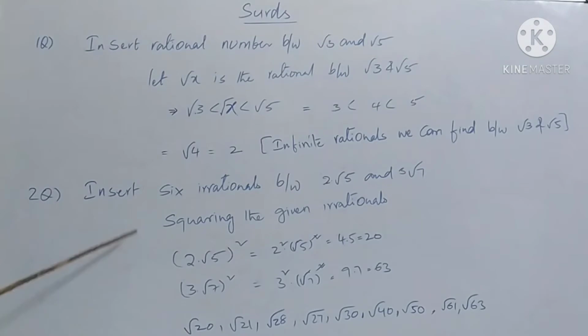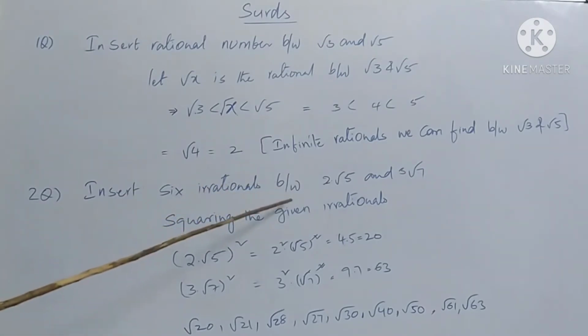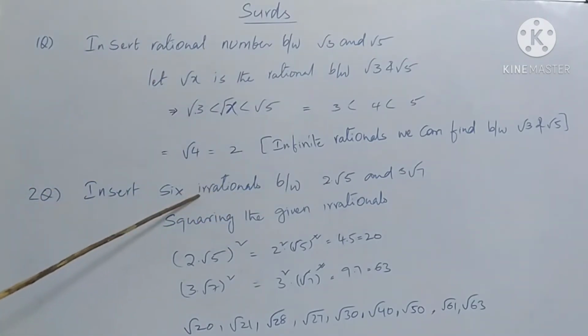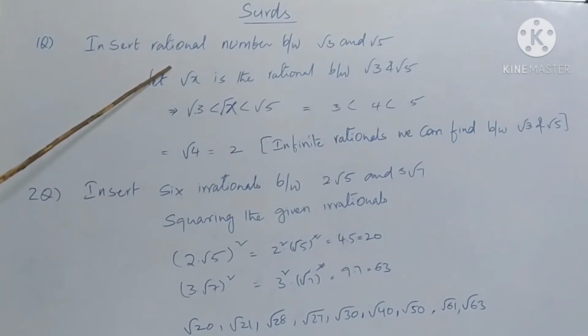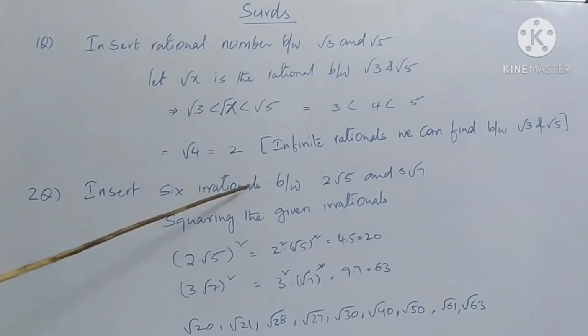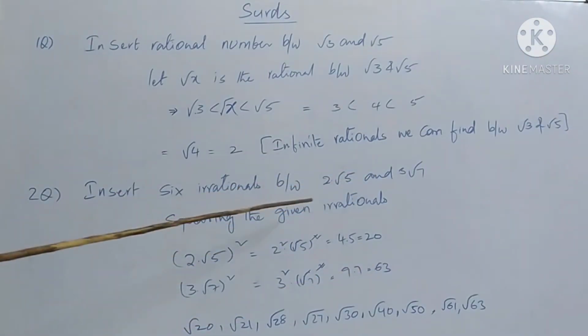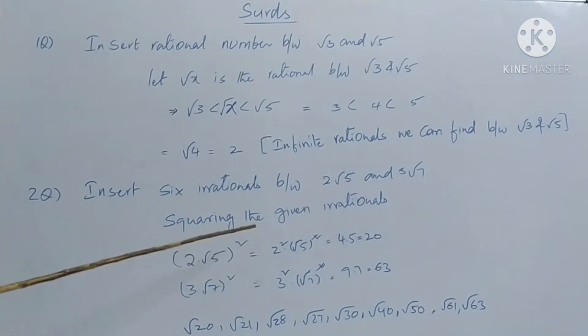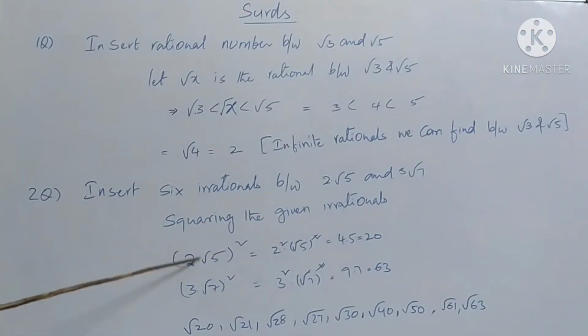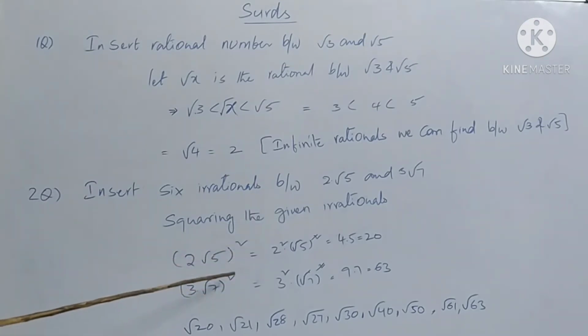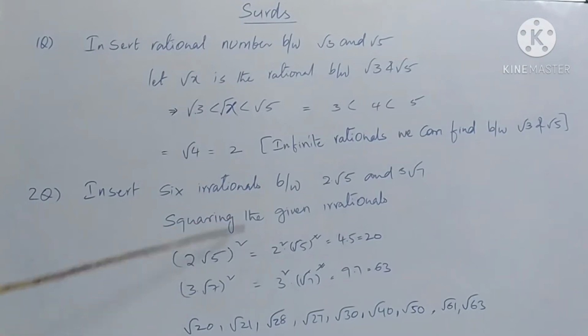This is the second question. Insert 6 irrationals, this is not rational, this is irrationals, between 2 root 5 and 3 root 7. The first question was rational, this one is irrational. So squaring these two terms, the order stays the same. Here, 2 into root 5 whole square means (a into b) whole square, that is equal to a square into b square.